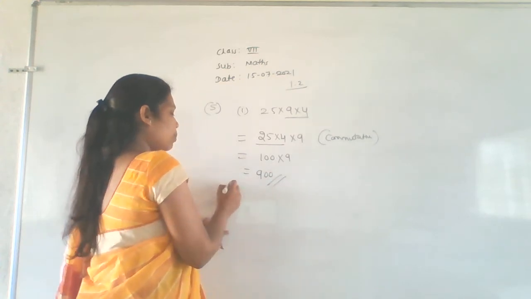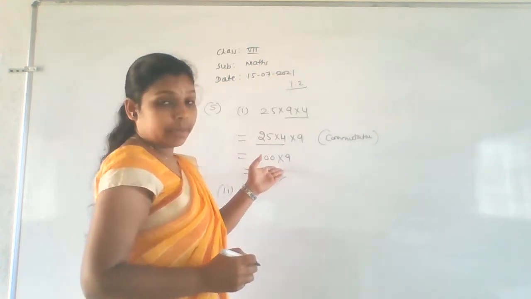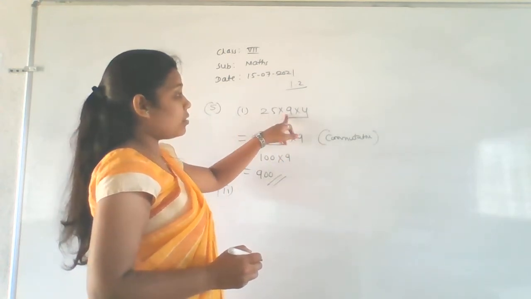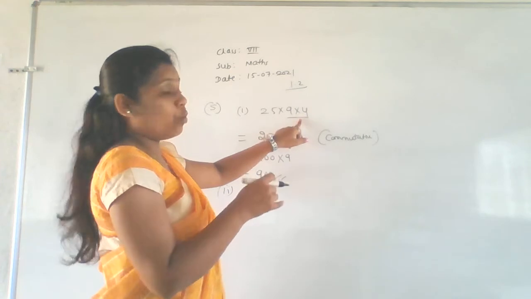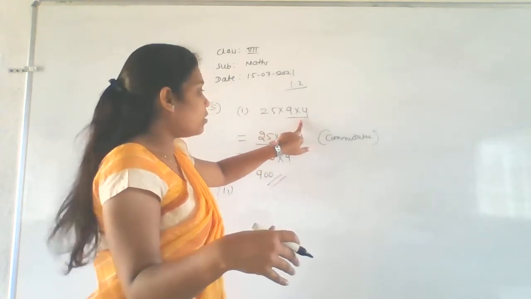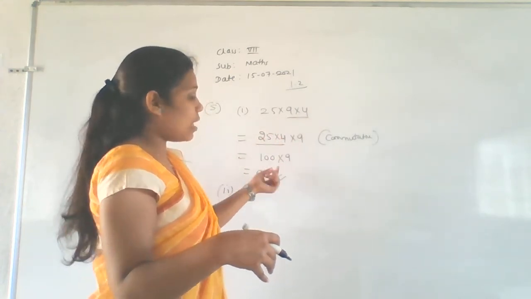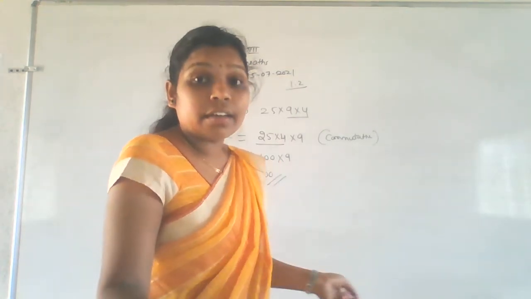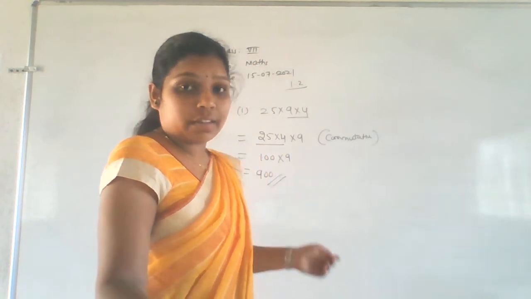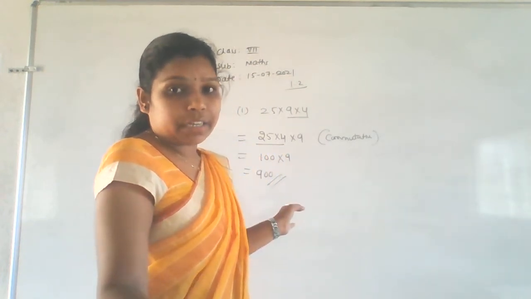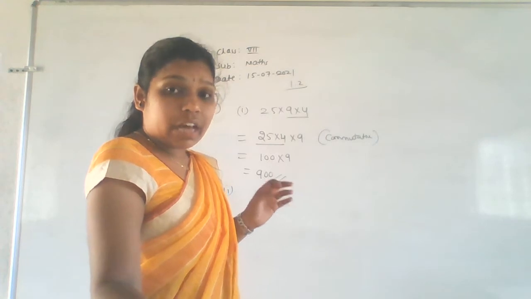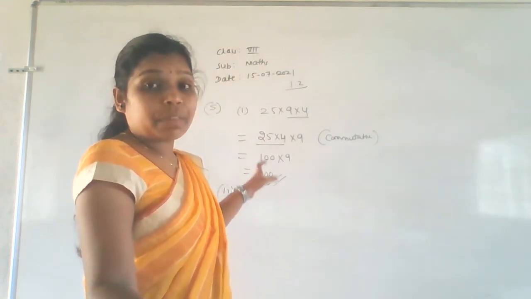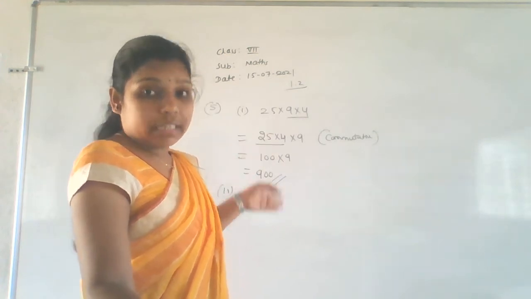So if you use the properties, then we can multiply easily. Otherwise it's difficult to multiply, right? 25 into 9 will be 225, into 4, that will be a lengthy process. For that reason we have to use the properties and make it an easy multiplication. Okay, so for that reason we have to study the multiplication properties. Otherwise there is no need to study them, right? So whenever we are studying the multiplication properties, we have to use those properties when we are multiplying to make it easy.